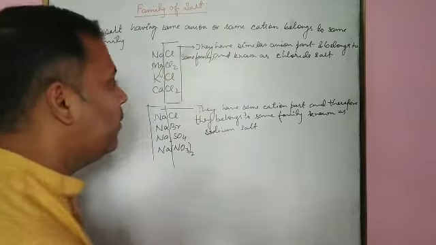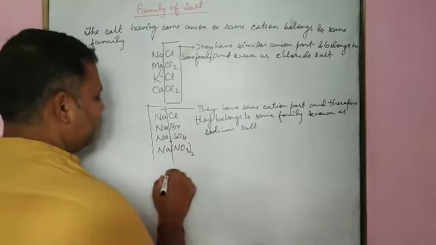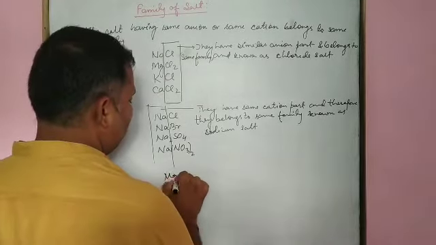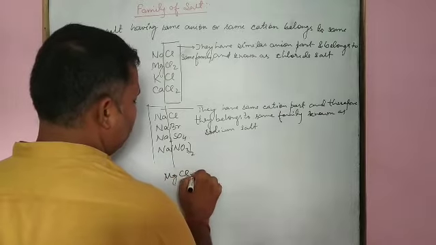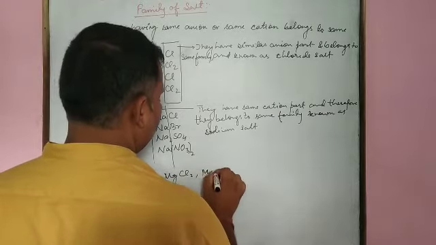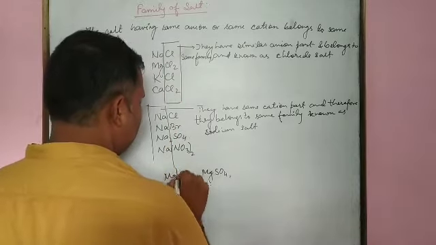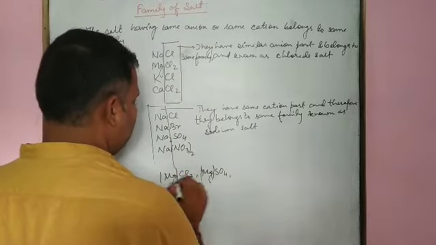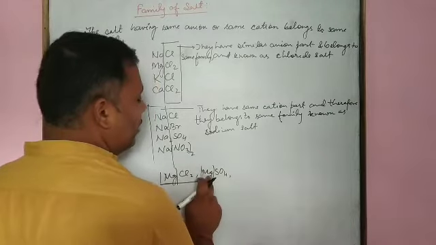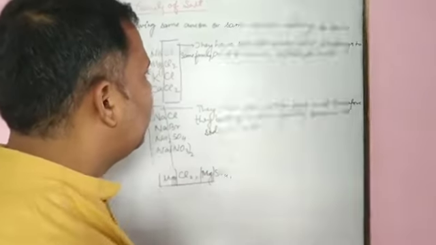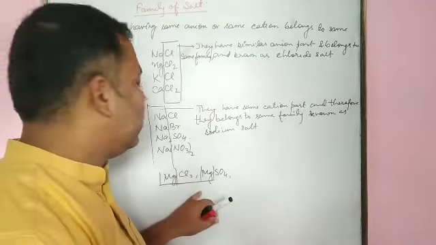In the same way, we have another example, such as magnesium chloride, magnesium sulfate. Then they have the same what? They have the same cation part. Therefore, they are termed as magnesium salt.